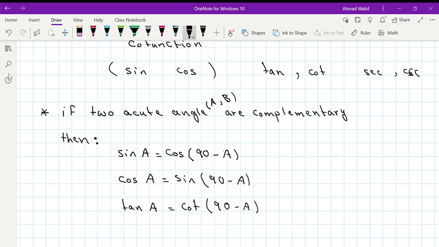But the actual meaning I'm explaining again and again is that if you have two complementary angles, the sine of one of them equals the cosine of the other, and the cosine of the other one equals the sine of the other. Correct? That's the whole idea behind these definitions that I just put for you. Let me find some good examples for you.